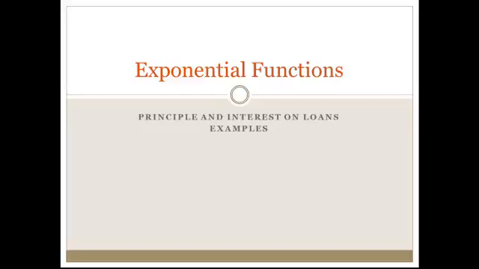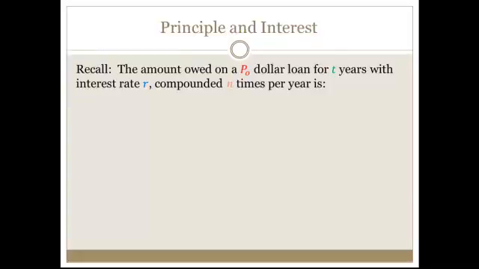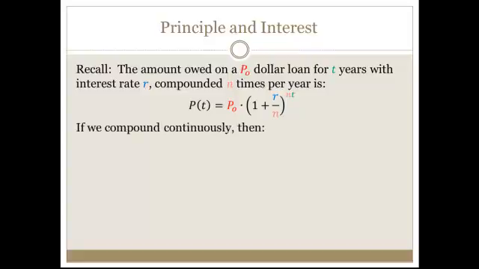Let's look at some examples using what we found about principal and interest. Recall that we found the amount owed on a P0 dollar loan for T years with interest rate R compounded N times per year is given by P(T) = P0 times (1 + R/N)^(NT). And we found that if we compound continuously, that is, if N goes to infinity, then P(T) = P0 times e^(RT).